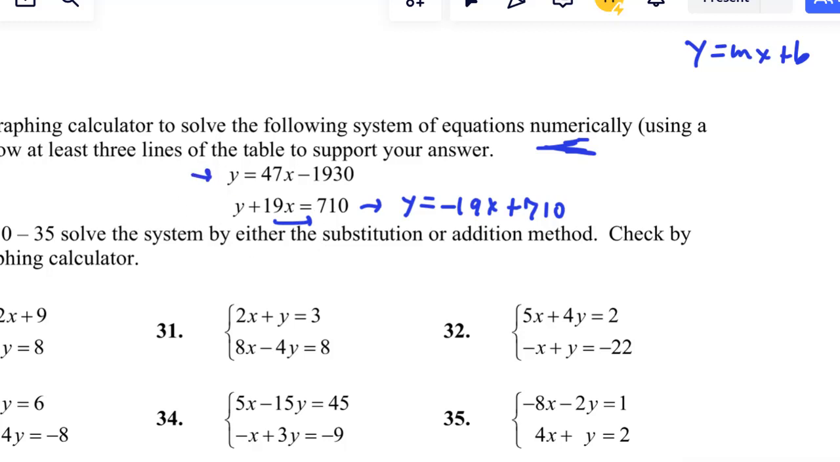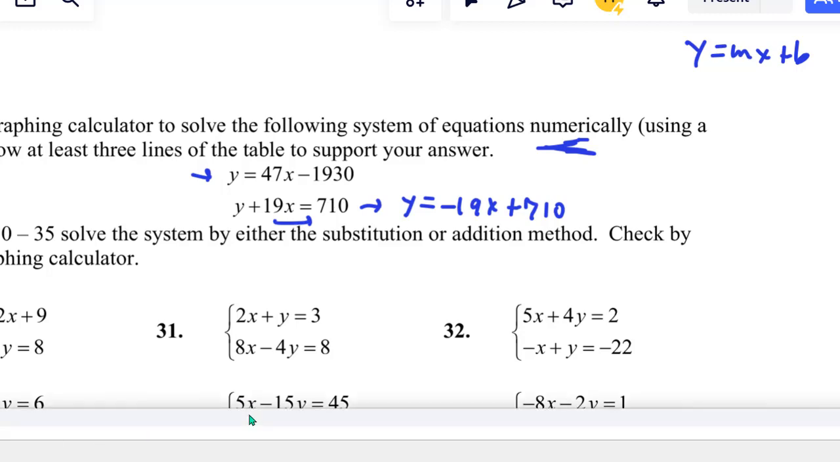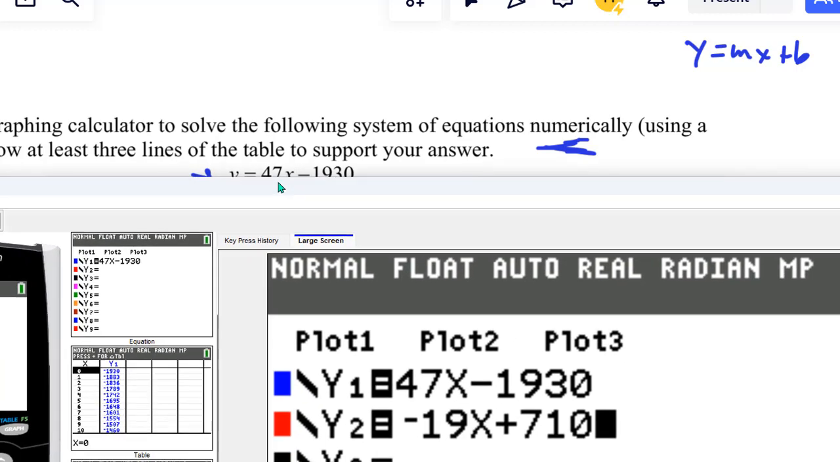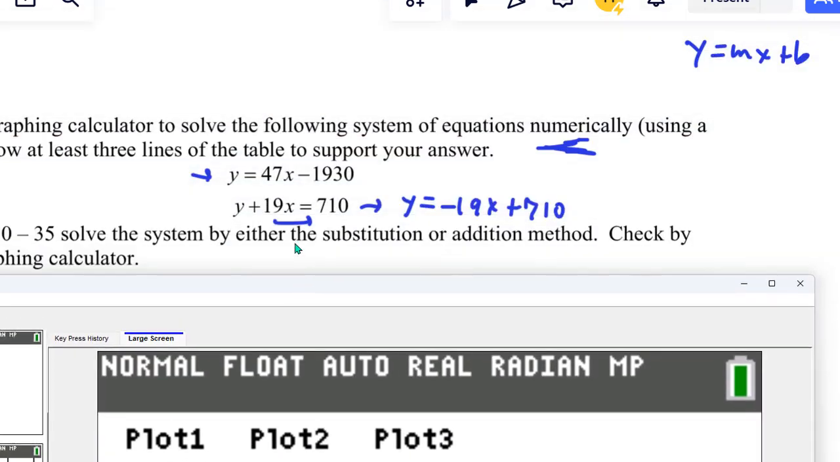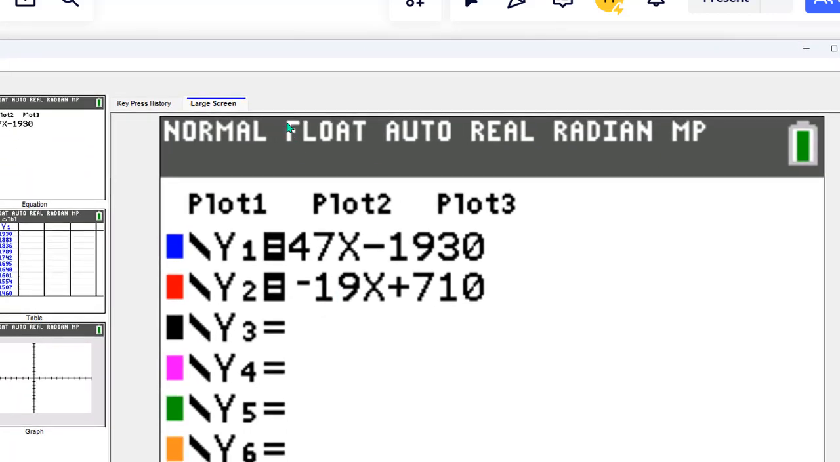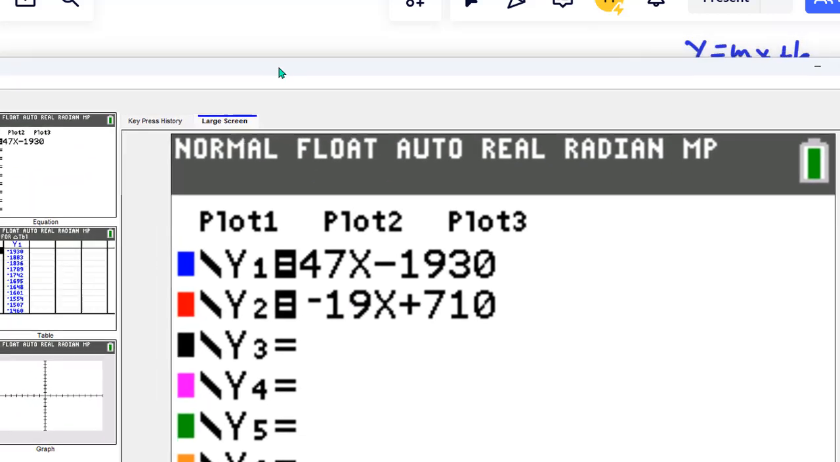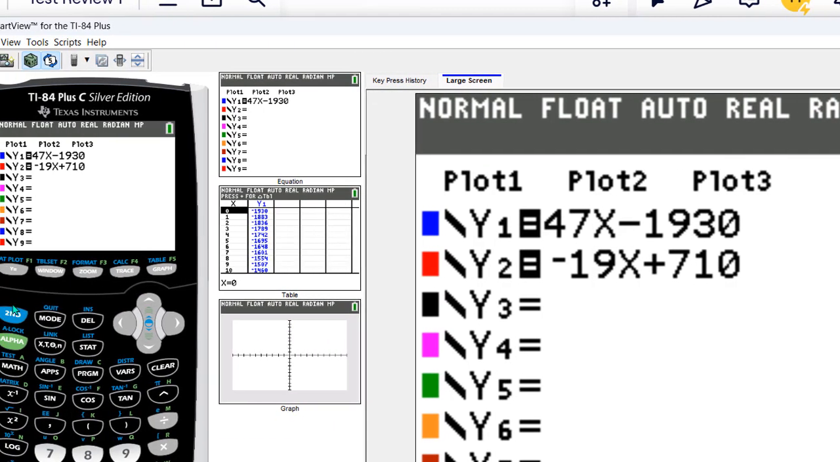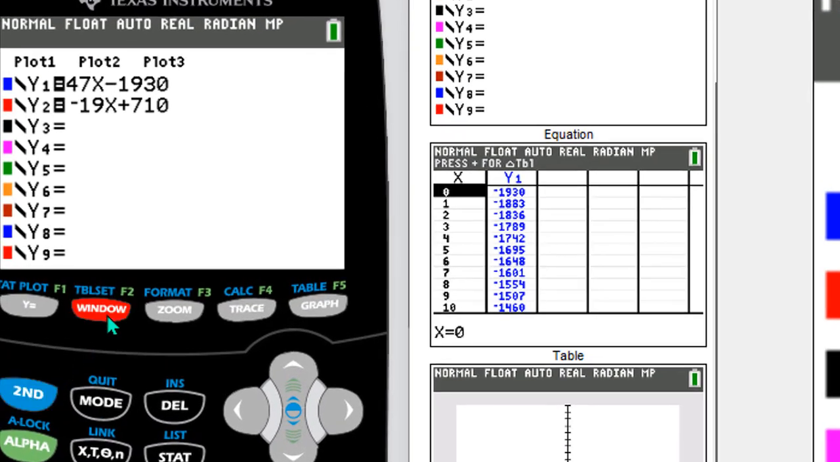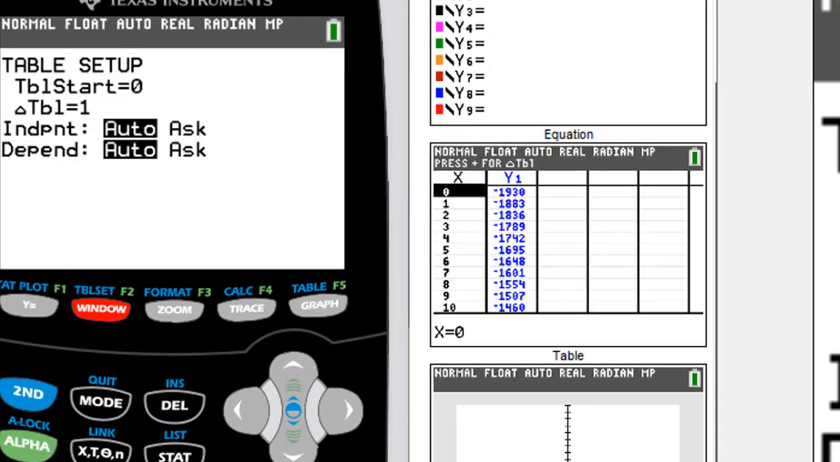So let's put this into our calculator. Here's my calculator. I took the liberty of entering the 47x minus 1930, which is my y1, and my y2. Remember, I had to bring this 19x over, so it becomes negative. Okay, now we're asked to solve this numerically, so we don't have to really worry about the window. But our table, we probably want to set up our table by going second, window, because above window it says table set. I'll start at 0 and I'll count by 1. And then to get my table, I press second and graph.